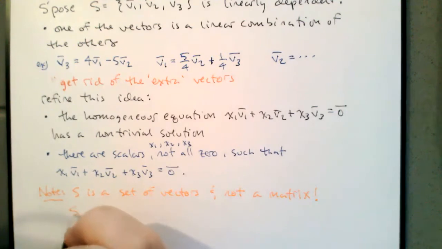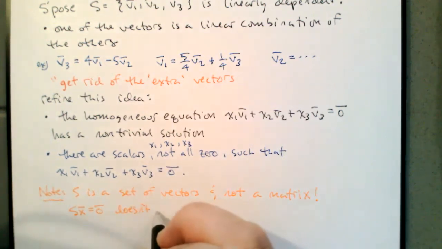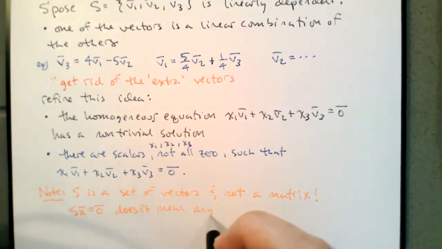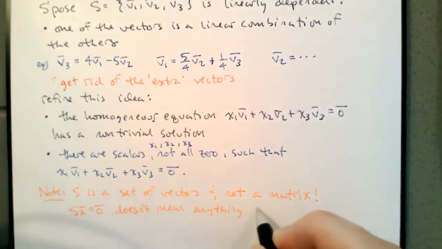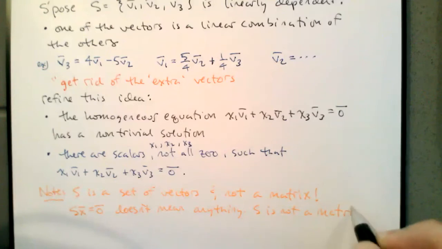So when we write Sx equals 0, this is claiming that S is a matrix. This equation doesn't make any sense, even though I can see what you're going for. This equation doesn't make any sense because S is a set of vectors and not a matrix. S is not a matrix. We can't just use S as a matrix.